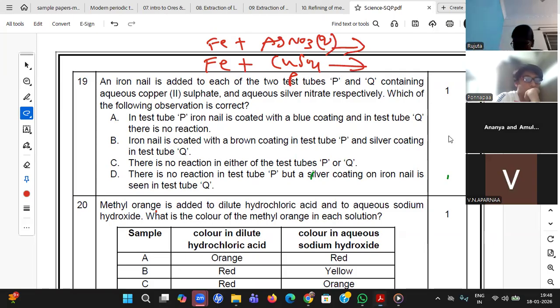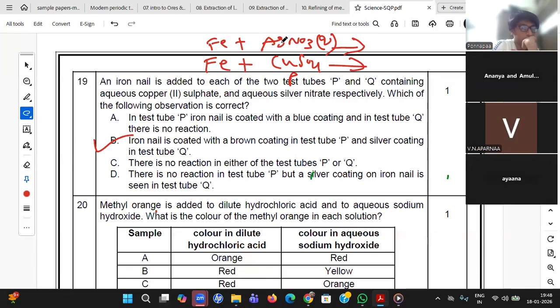Yes, right answer, I guess, student. Shugal, right answer. Now your Narendran, okay. Amulya, Ananya, right answer. I think B is the right answer. You see, iron is more reactive than silver. So iron will replace this.